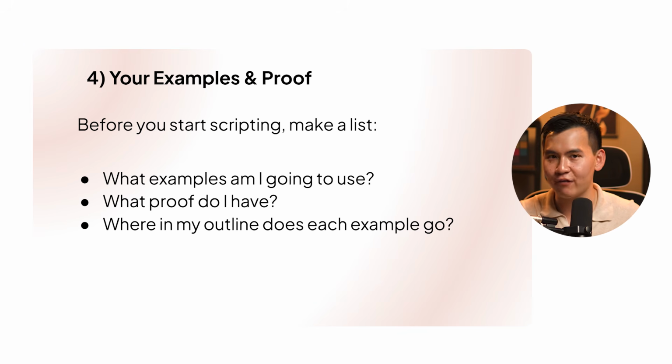The AI is the cook, more like, and you are the chef, right? You are the one directing it, you're the one giving it the recipes. So before you start scripting, make a list of what examples am I going to use, what proof do I have, and where in my outline does each example go, and then you can go from there.